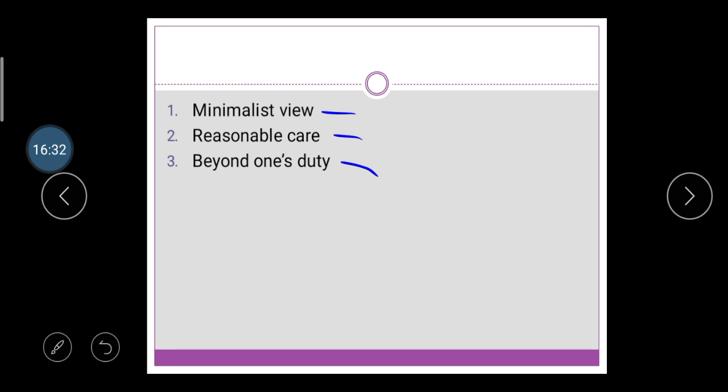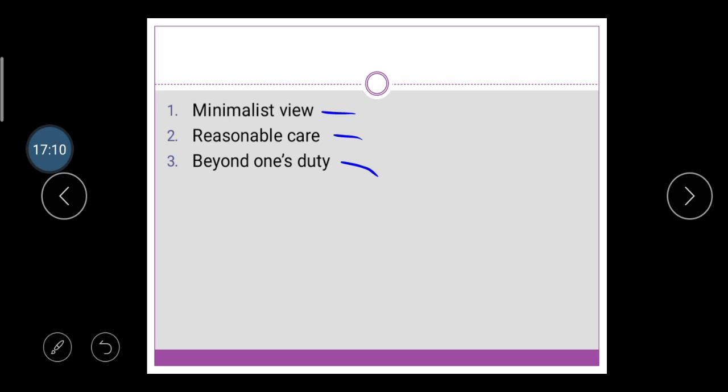So in the minimalist view, we can say it is a very minor view. In this type of view, the engineer has some type of prejudice, a perception that I cannot consider anything innovative or controversial. The engineer is considered only for their work. They cannot try to develop any controversy or try to develop any safety for the public. They can only do whatever work is assigned to them. Then after that, reasonable care.